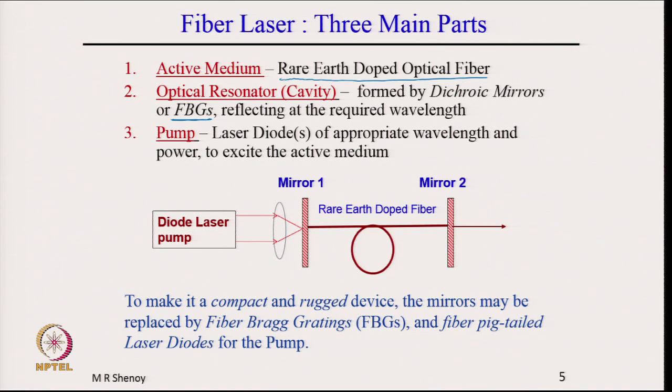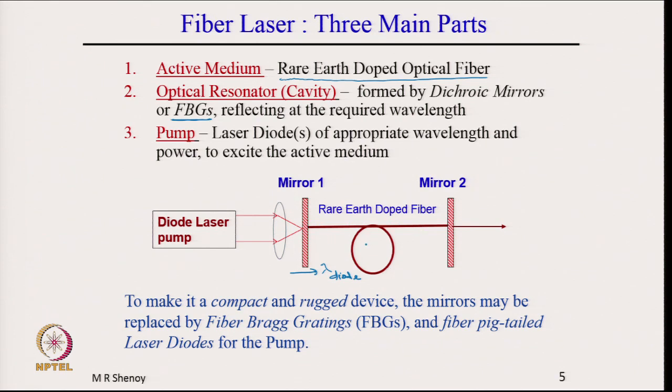So, shown here is a schematic: the diode laser pump and the two dichroic mirrors. These are the dichroic mirrors. Dichroic means this permits the diode wavelength, lambda of the diode. So, transmitting at lambda of the diode, but reflecting at the laser wavelength, because only when it is reflecting at the laser wavelength would it form a cavity.